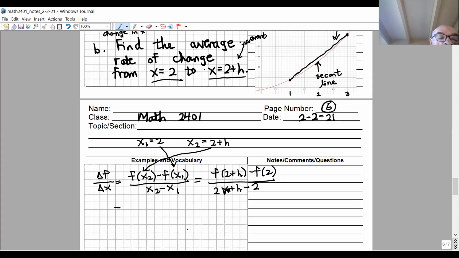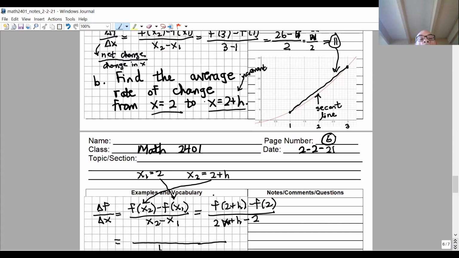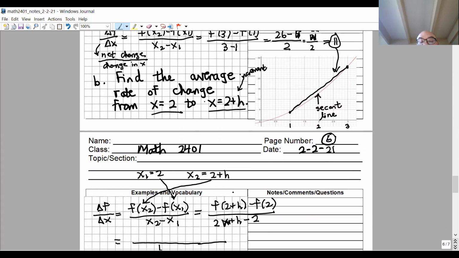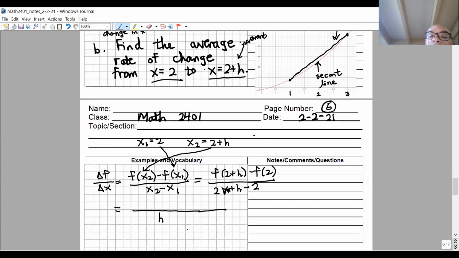All right, so the bottom calculation is very easy, right? Because you have 2 plus h minus 2, so the 2's cancel, so you're going to end up here with h in the denominator. So that's the easy part. It's the top part that's a little bit hard, because we have to use our function formula. I can't even remember what the function formula was. What was it there? Let's see, 2x squared plus 3x minus 1. Let me write that down here so I can remember it.